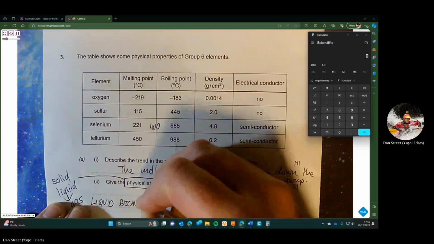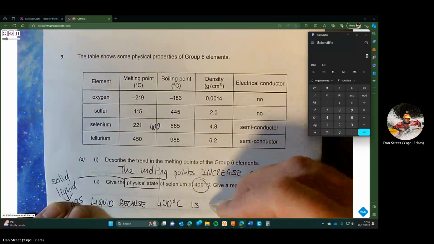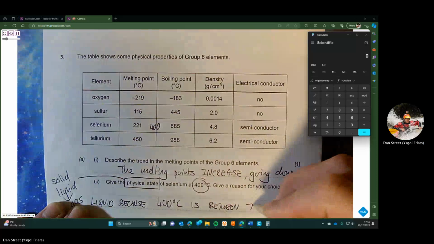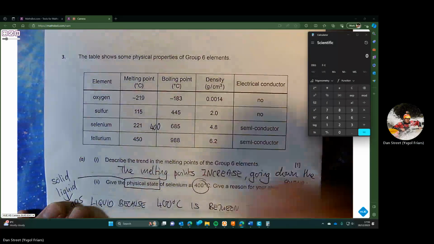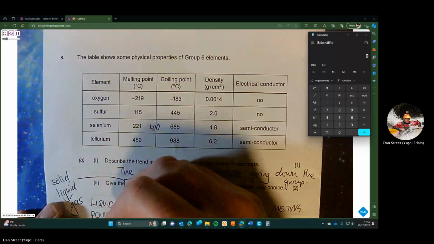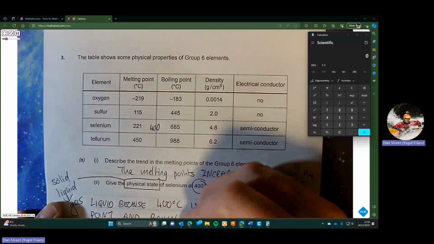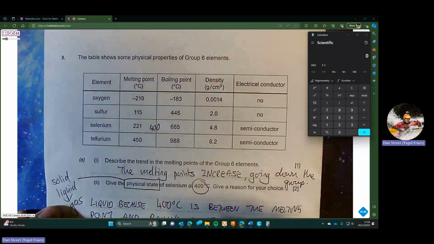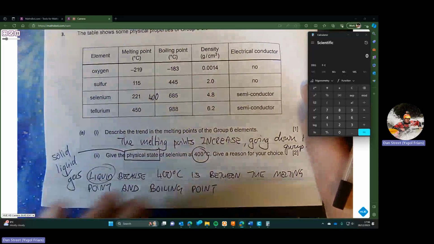So it's a liquid because 400 degrees Celsius is between the melting point and the boiling point. Words to that effect would gain you that second mark. So there's two marks, one for the state of matter and one for the reason. I'll just put that up on the screen there.